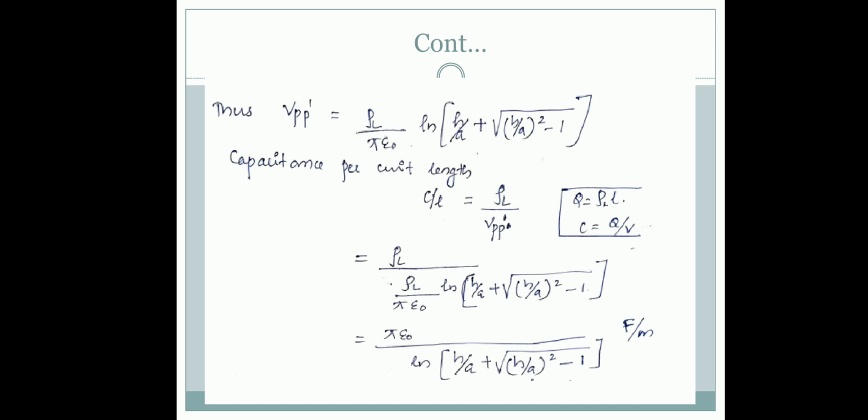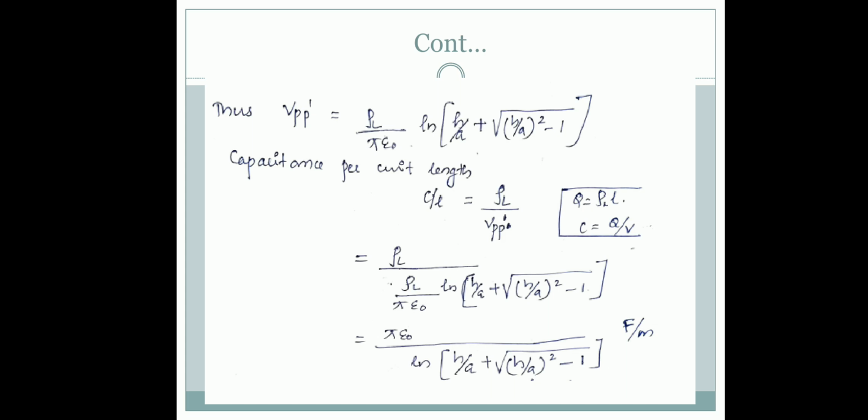So the VPP dash equation is rho L by pi epsilon 0 log of k. So now we select k as h by a plus root of (h by a) whole square minus 1. So we have VPP dash equal to rho L by pi epsilon 0 log of h by a plus root of (h by a) whole square minus 1. So now we got the potential difference.